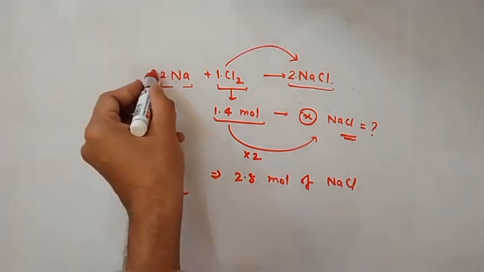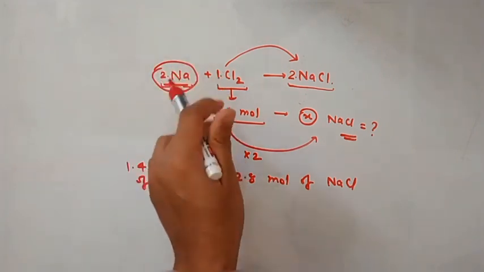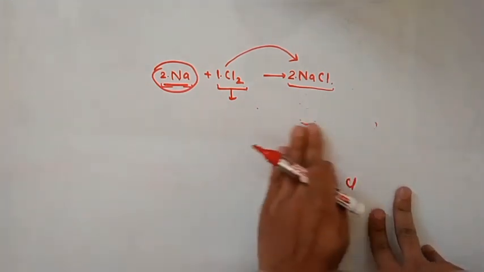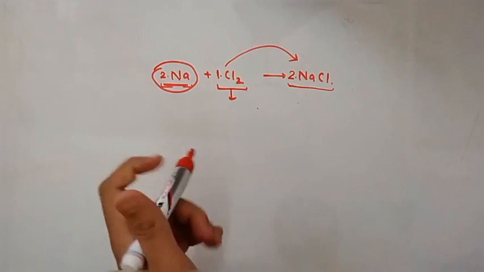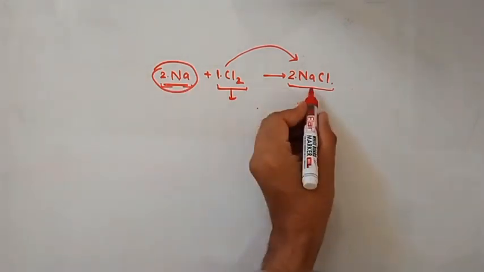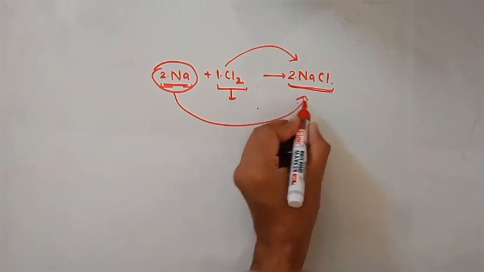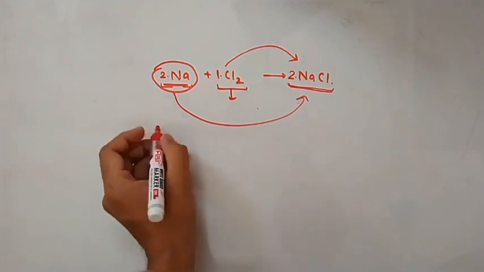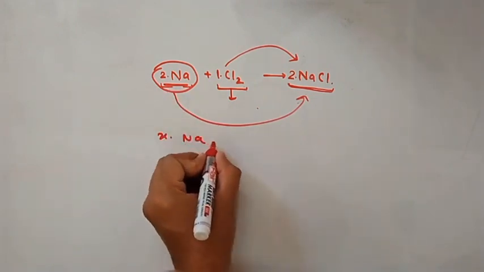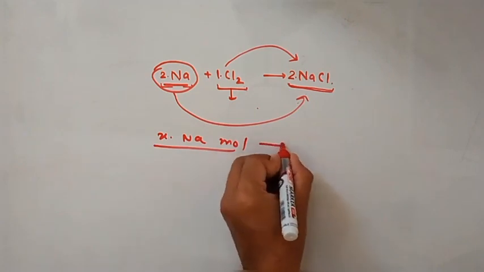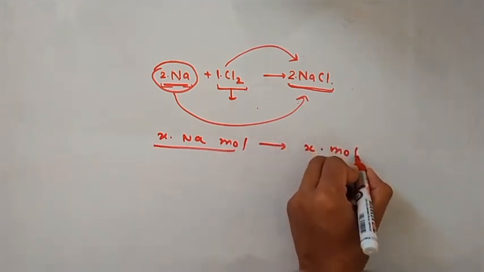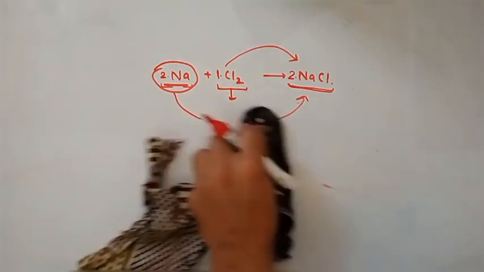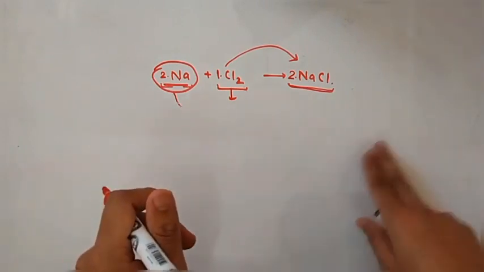Similarly, we have 2 Na. This part we neglect now, so let's remove it, and talk about only the sodium and NaCl. It's the same: the number of moles you have for the sodium gives the same number of moles of NaCl. Whatever X mole of sodium we have, the same X mole of NaCl is obtained.